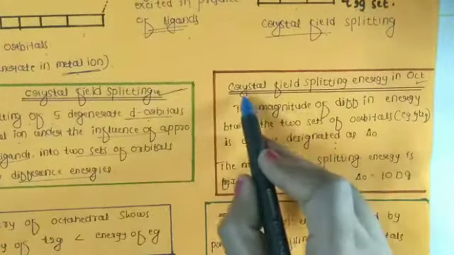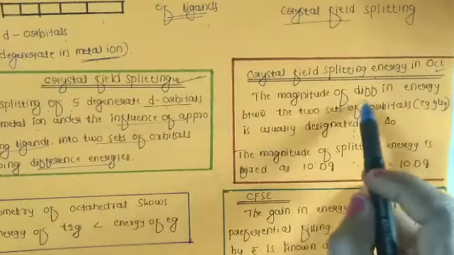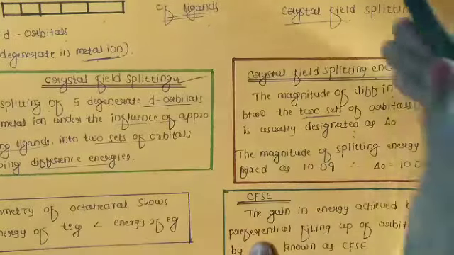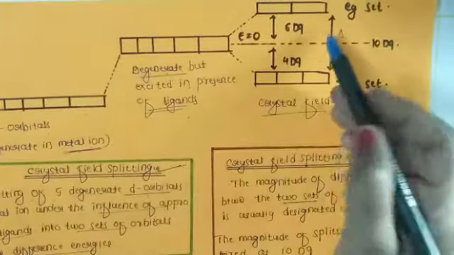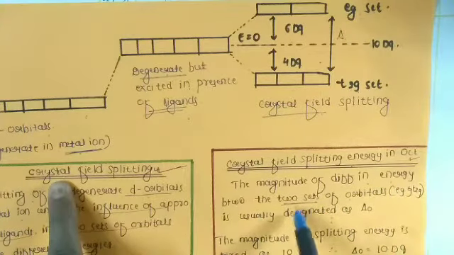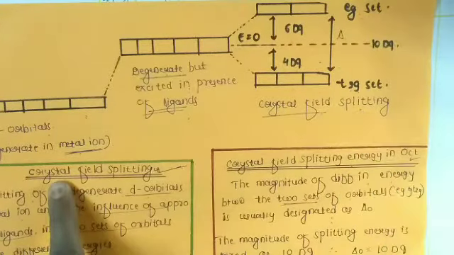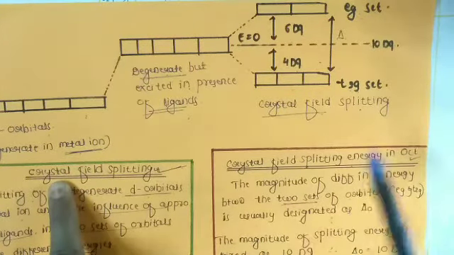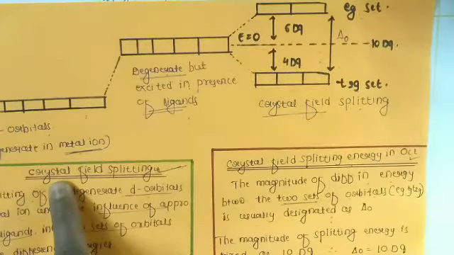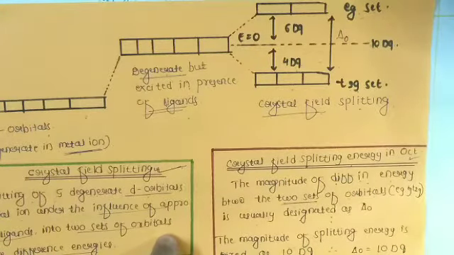What is meant by crystal field splitting energy in octahedral? Here, the magnitude of difference in energy between two sets of orbitals, that is Eg as well as T2g, is usually designated as delta naught or delta. It is known as the crystal field splitting energy in octahedral.